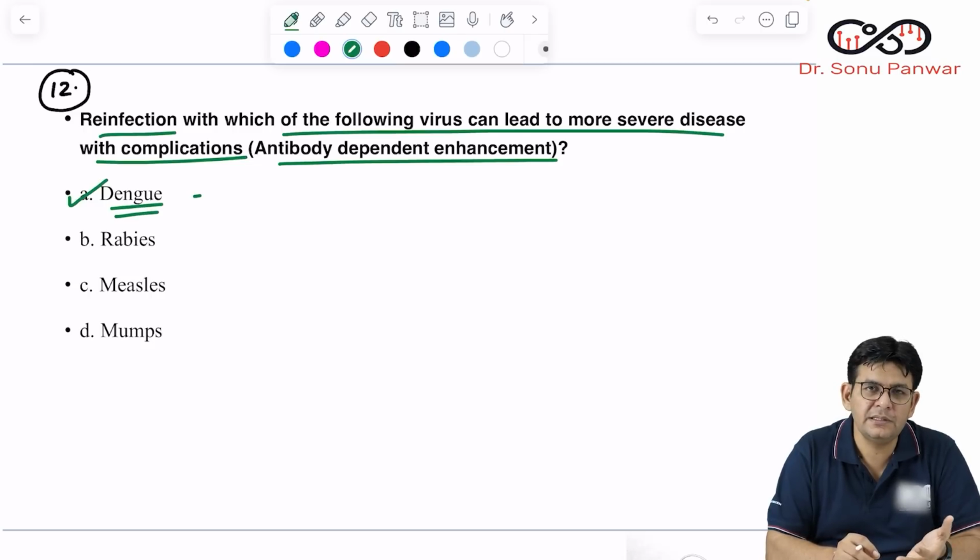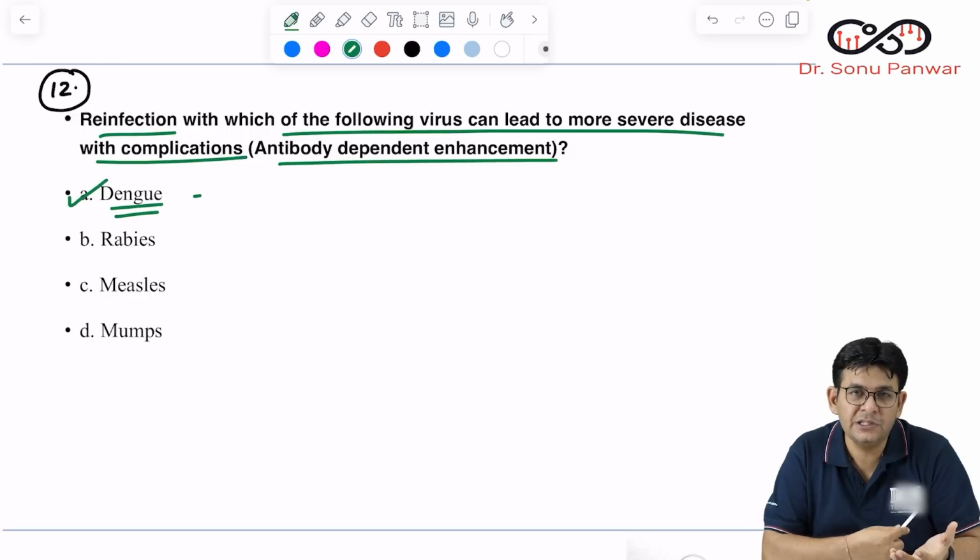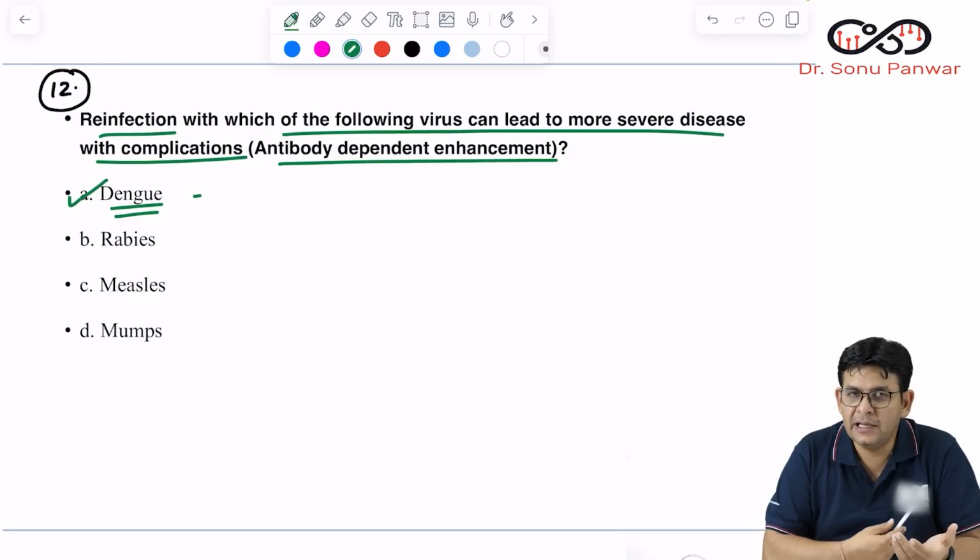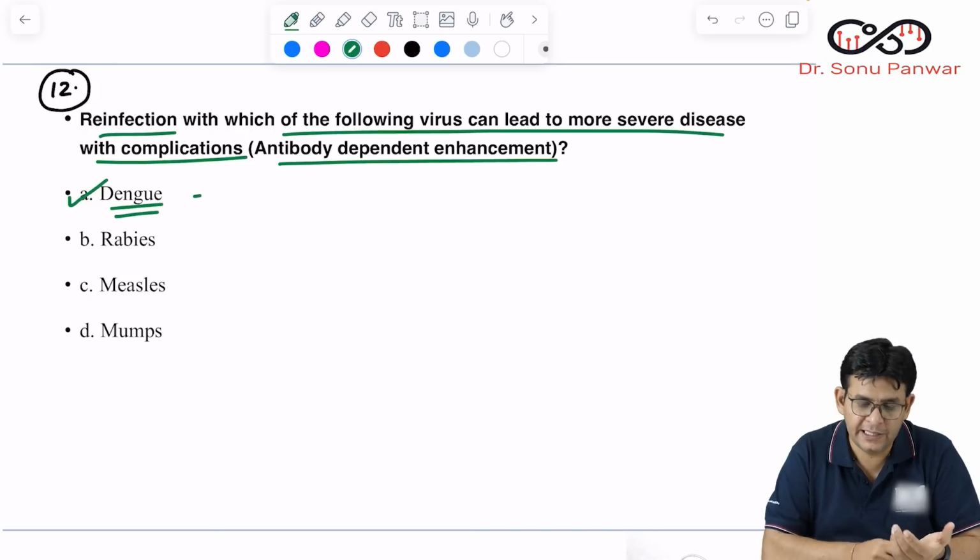DHF, if we talk about, has a positive tourniquet test in which there are more than 10 petechial lesions per square inch. Along with that, there is a high-grade fever. Along with that, you have hemoconcentration, an increase in hematocrit, in dengue.